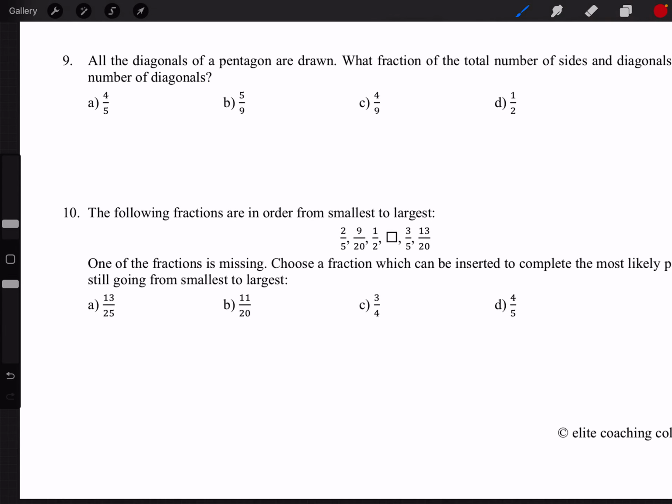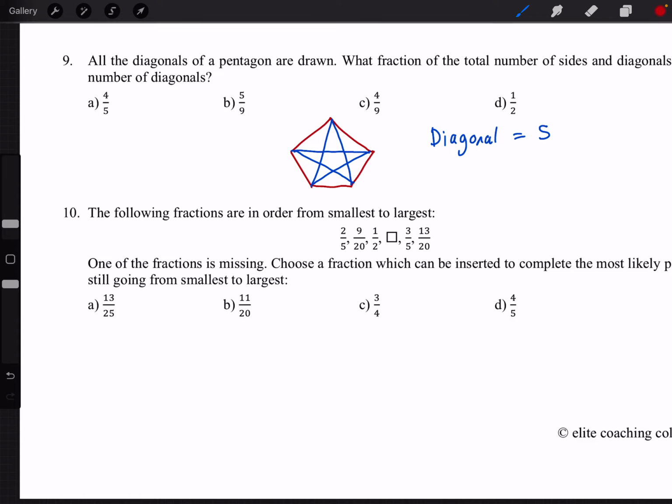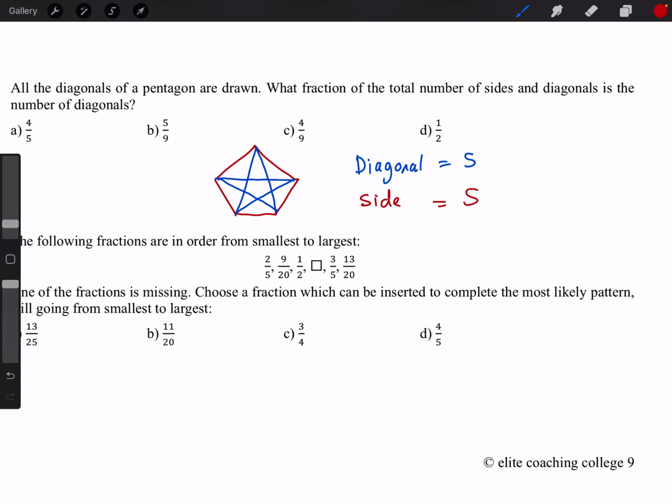All the diagonals of a pentagon. So let's draw a pentagon. I'm not very good at this, but I'll try my best. All the diagonals, how many diagonals do we have? I'll draw diagonals in blue. So here's 1, 2, 1, 2, 1. Oh, is that it? Okay. So we got 1, 2, 3, 4, 5 diagonals. There are 5 diagonals. How many sides does it have? It has 5 sides.